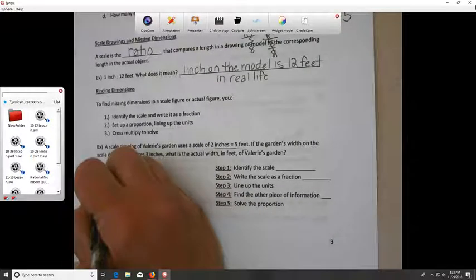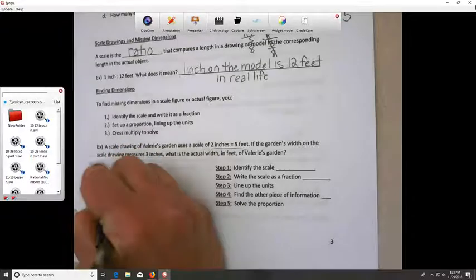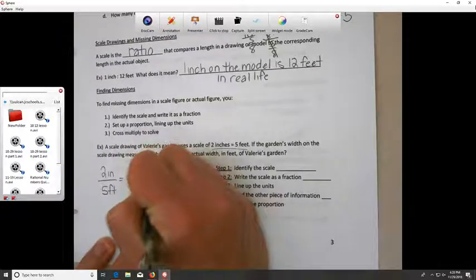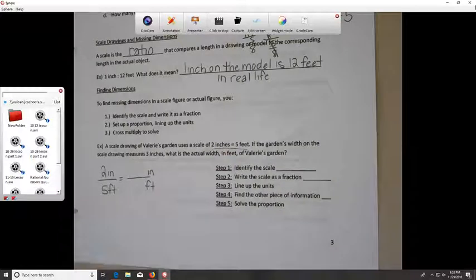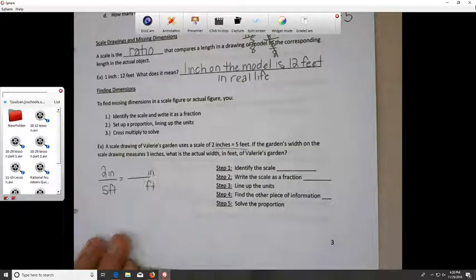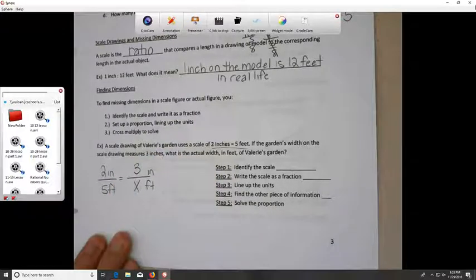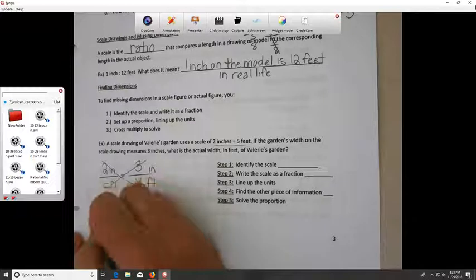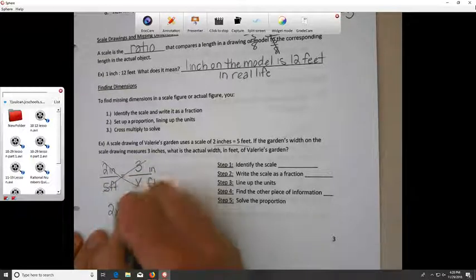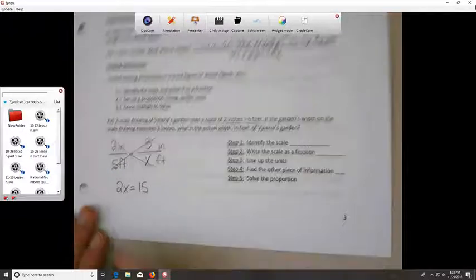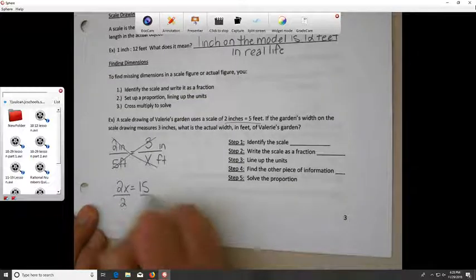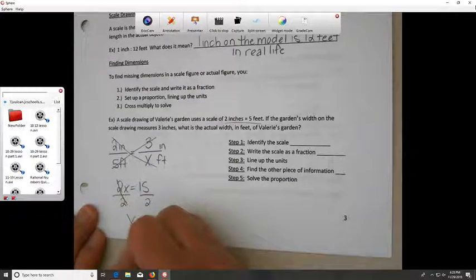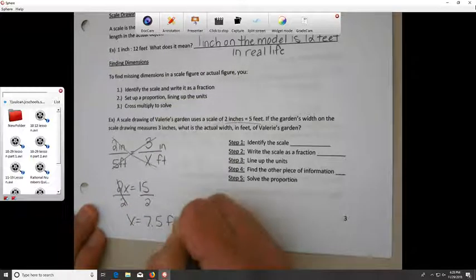So 2 inches equals 5 feet, and now I'm going to line up inches with inches and feet with feet. All right, if I find my other piece of information, it's 3 inches, so that's going to go on the top because that's where the inches are. And then we're going to cross multiply. So 2 times x is 2x, 5 times 3 is 15, and then to get x, we're going to divide both sides by 2, and x is going to be 7.5 feet.